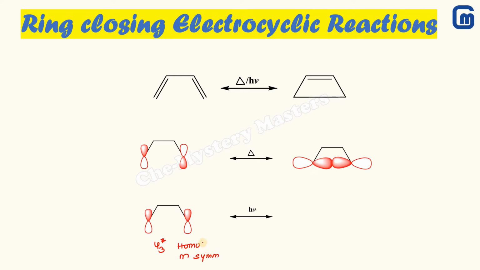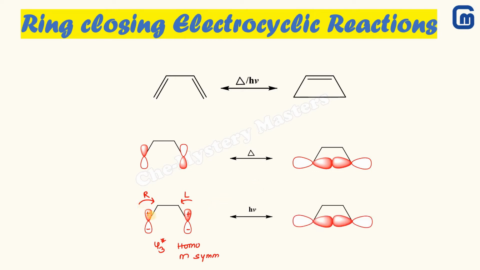When there is M symmetry, what do we have to do for a feasible or symmetry allowed reaction? We have to bring the same type of lobes to interact with each other. In this case, if I move this particular orbital towards my right hand side, then for the symmetry I have to bring this second orbital towards my left hand side, so that these two same type of orbitals can interact with each other to give you a symmetry allowed reaction. So what will happen when these two lobes are moved in opposite directions? In that case the interaction happens.